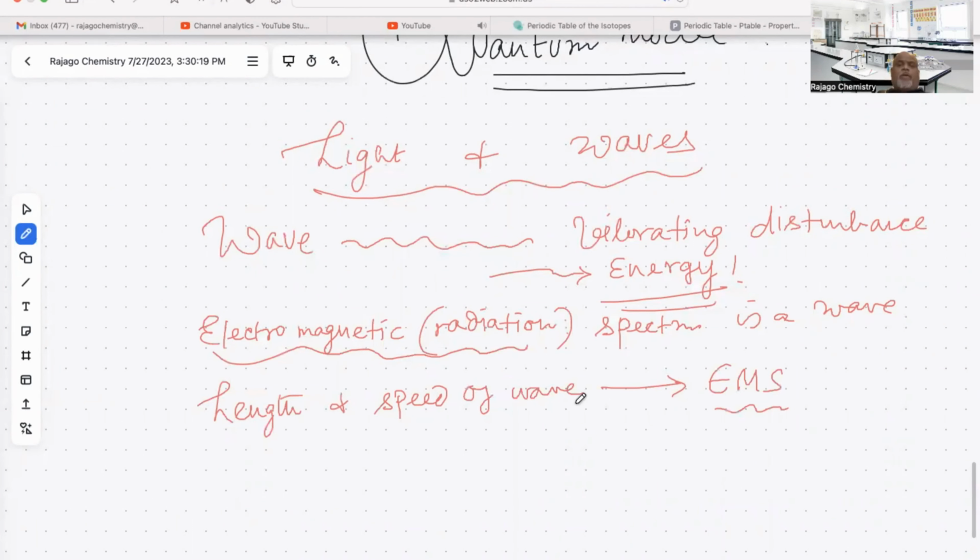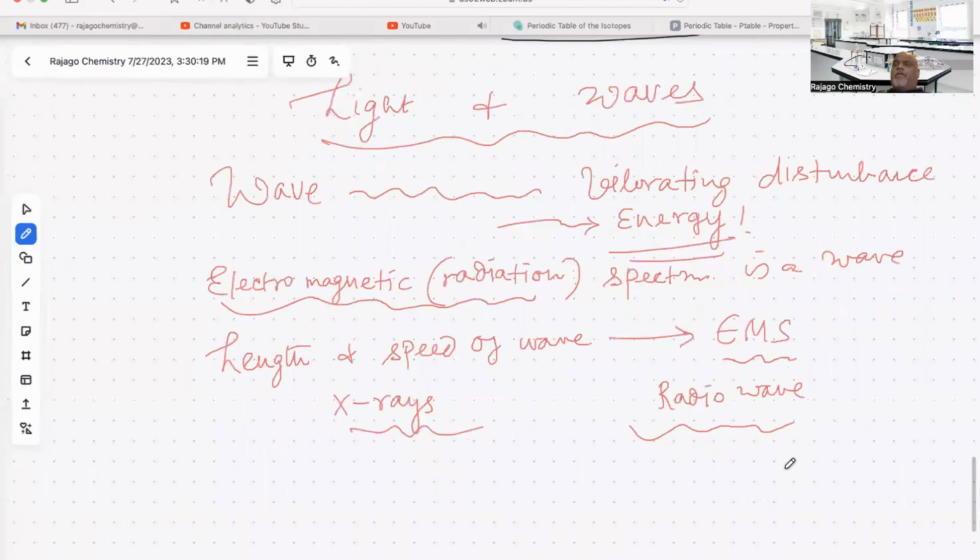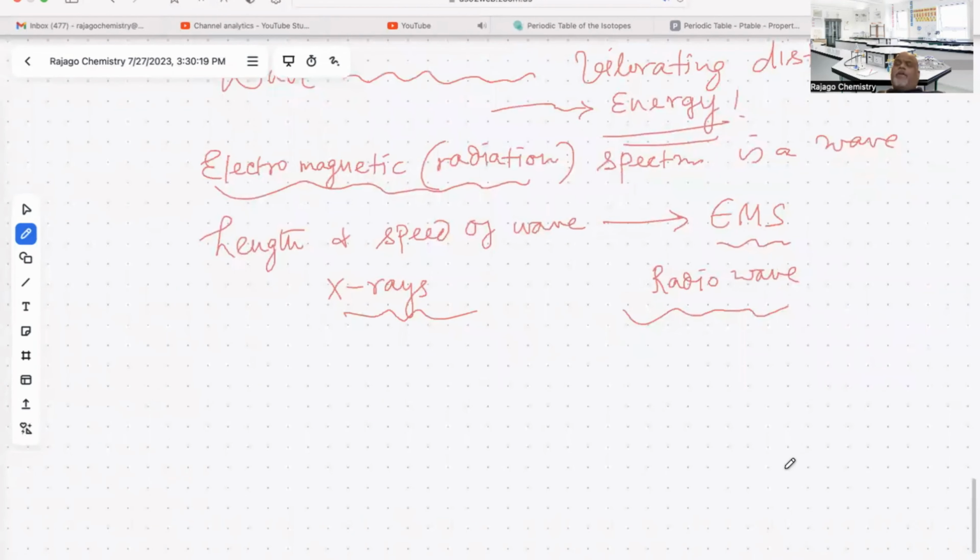So it can be X-rays, it can be radio waves, it can be anything. It all depends upon where it is. But to identify, we have a very simple formula that we are going to use. So mathematically, this is very useful for us.